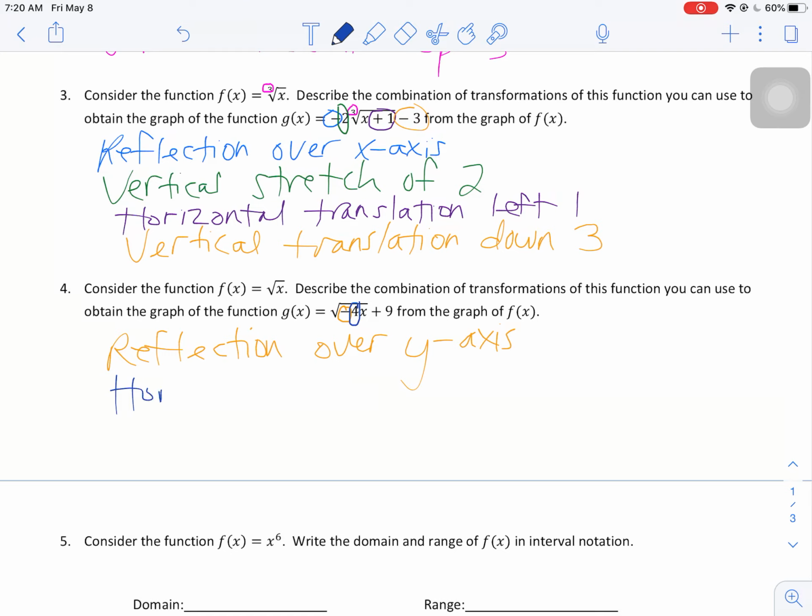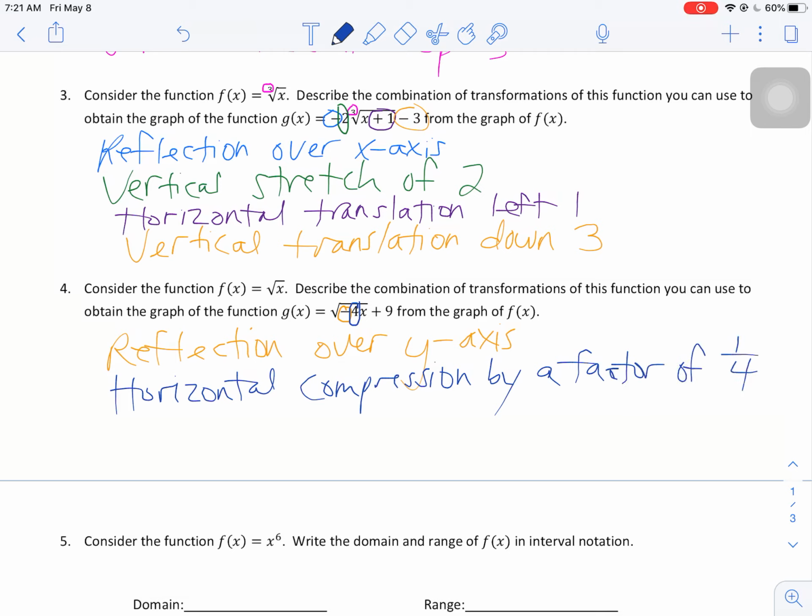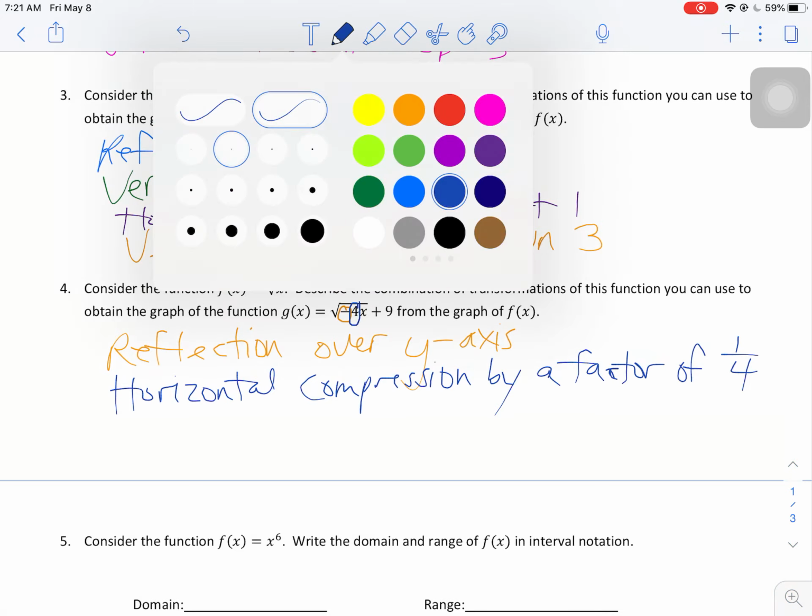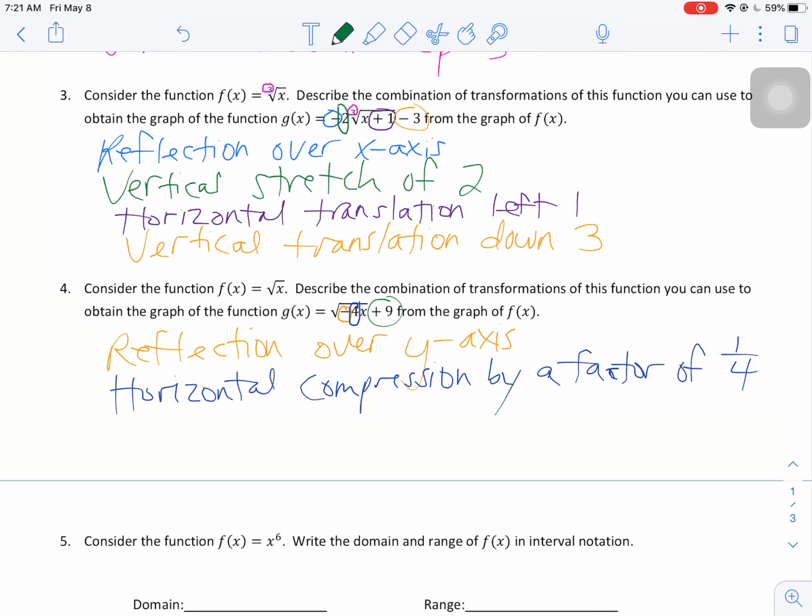So that 4 is representing a horizontal compression by a factor of 1/4. And then the +9, we like those, that's easy, just up 9. So vertical translation up 9.